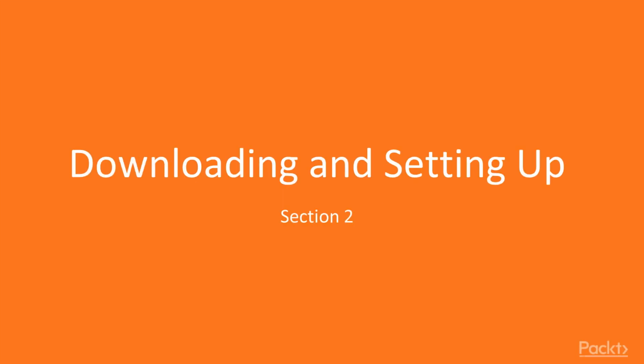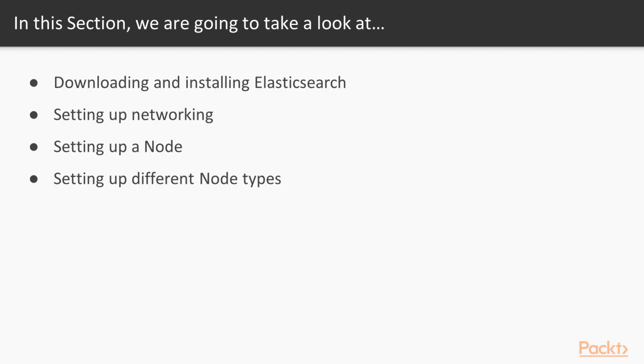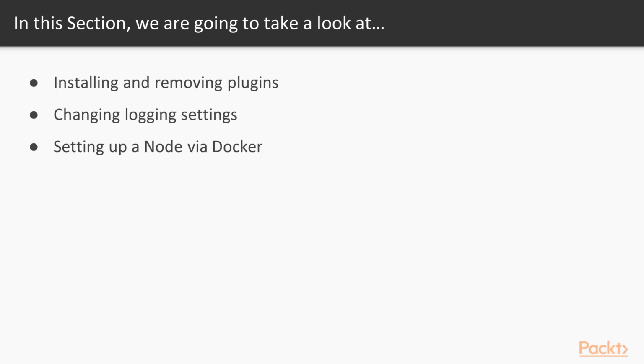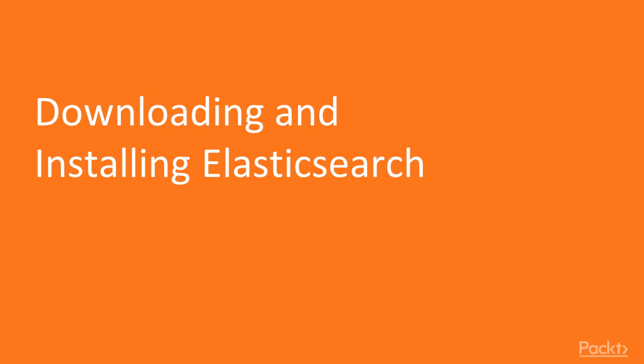Hi, welcome to Section 2, Downloading and Setup. In this section, we will learn downloading and installing Elasticsearch, setting up the network, node, and different node types. We will also learn installing and removing plugins, changing log settings, and setting up a node via Docker. Now, we move on to the first video of this section that deals with downloading and installing Elasticsearch.